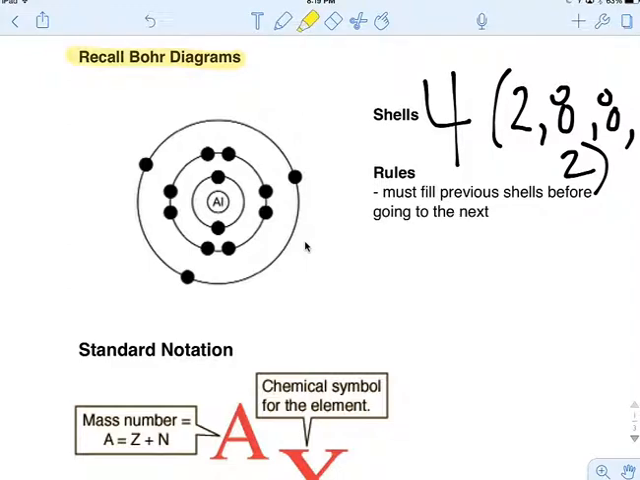It is also important for you to remember that you cannot move on to the next shell until the previous one is full. So if we look at aluminum, there's 2 electrons in that first shell. That is full. Once it becomes full, then you can go on to the second shell, which fits 8. If we look at the periodic table, you'll notice that aluminum has 13 electrons. In the outer shell, you'll see that there's 3 electrons total.